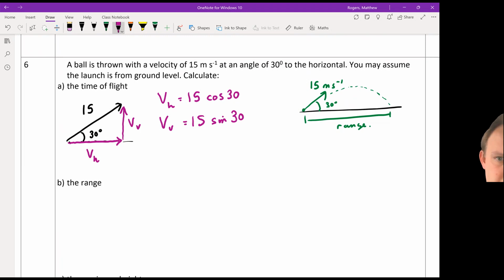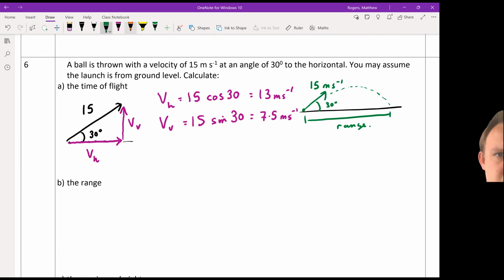So this gives us a value of 13 meters per second, and 15 sine 30, of course, gives us a value of 7.5 meters per second. So when we're finding the time of flight, the only thing that matters is the vertical velocity. We can now use our Suvat equations.